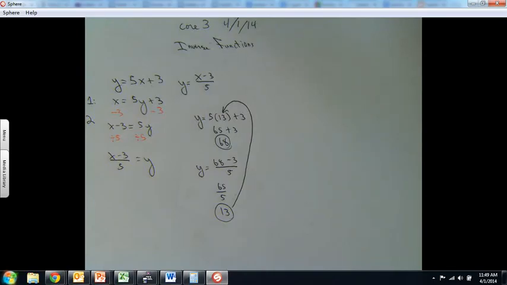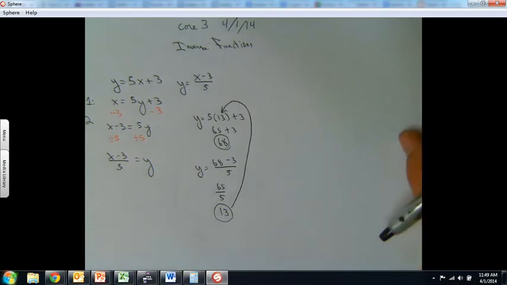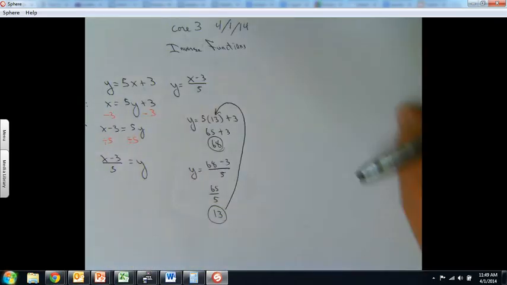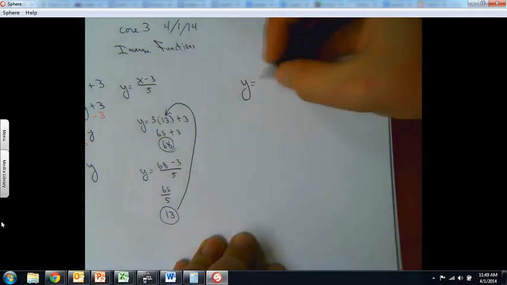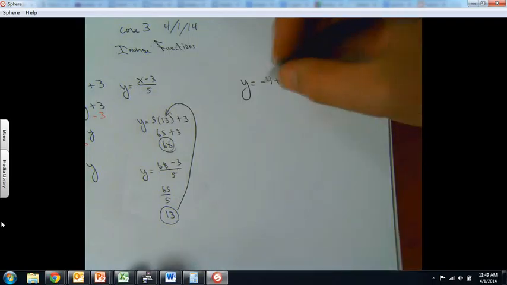Let's look at one more example of one we did in class. I had you do 5 on your own. Let's just take a look at one. Okay, this function, let's see, I'll choose the third one: y equals negative 4 plus 5x. Step 1, switch the x and the y.